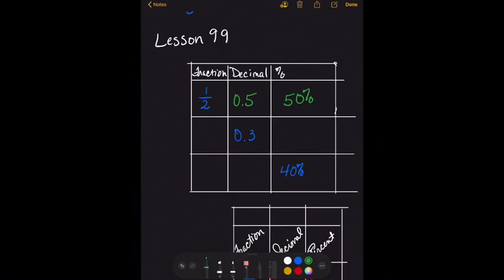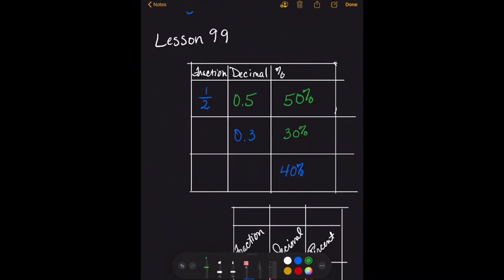What happens when we start with a decimal, though? When we start with a decimal, it's probably about the easiest we can get, because it's pretty easy to change a decimal to a percent. We just move the decimal point over to the right twice, multiplying by 100, and we get 30%.